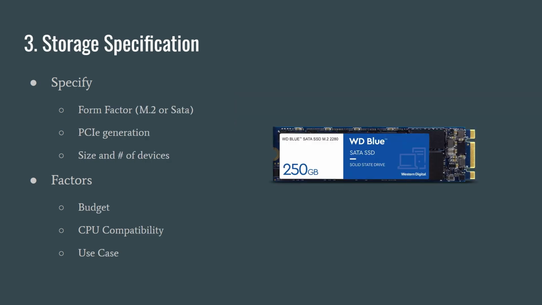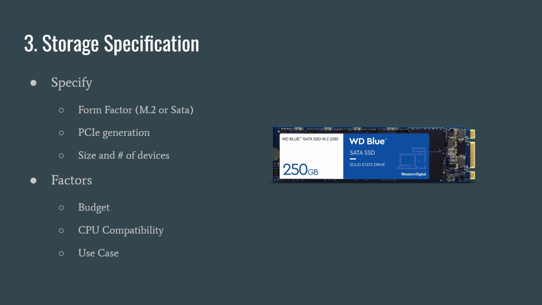All right, next, number 3, storage specification. So there's 3 important specs again that you want to specify for storage, and that is the form factor. So if you are going to do an M.2 drive or a SATA drive, the PCIe generation. So are you going to do Gen 5 or are you going to just be okay with Gen 4? And the size and the number of devices. So are you going to have one drive that just stores everything? Are you going to have 2 or maybe even 3 or 4 drives? What are they? Are they all going to be M.2?